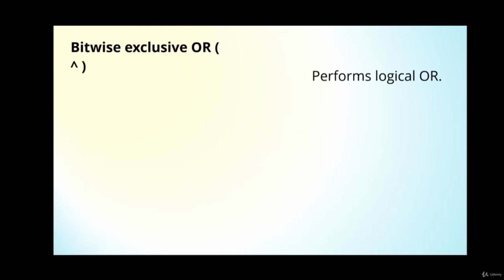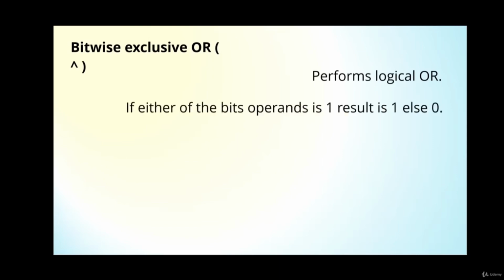Next bitwise operator is exclusive OR. The exclusive OR table says that if either of the bit operands is 1, the result is 1, else it's 0, which means there should be only a single 1. If there are double ones, then the output will be 0, or if there are no ones, still the output will be 0. So there should be only a single 1.